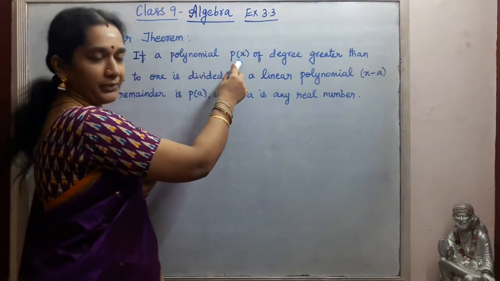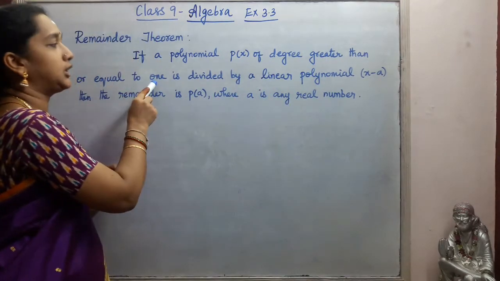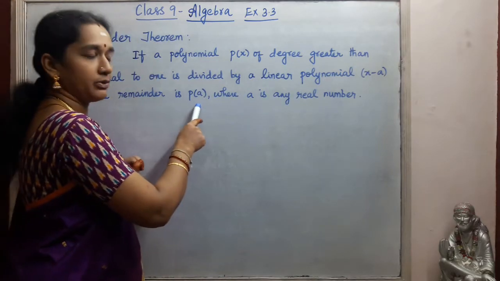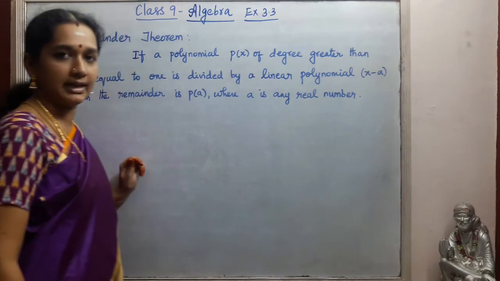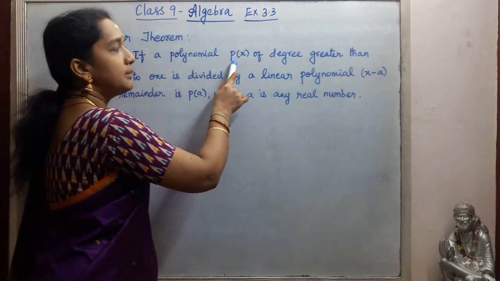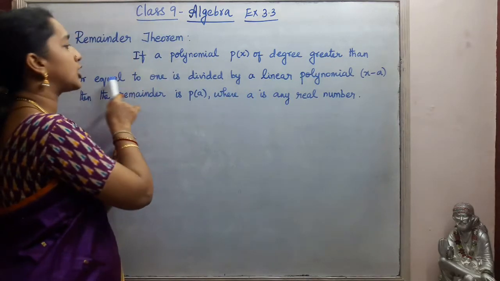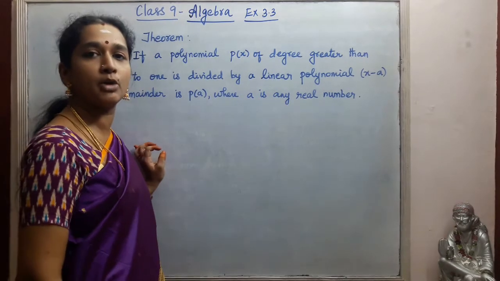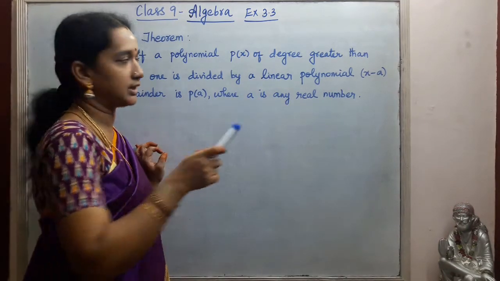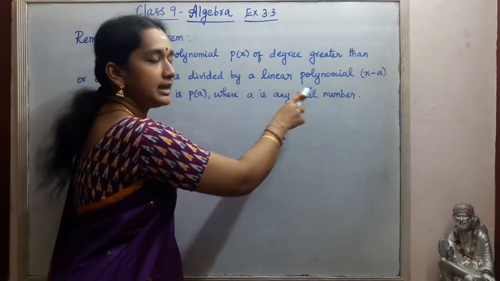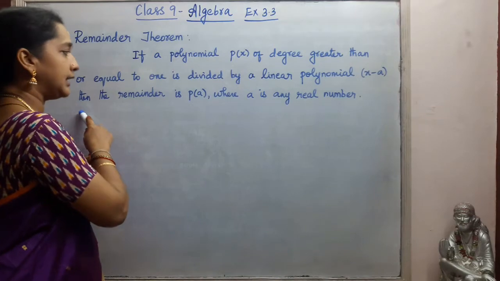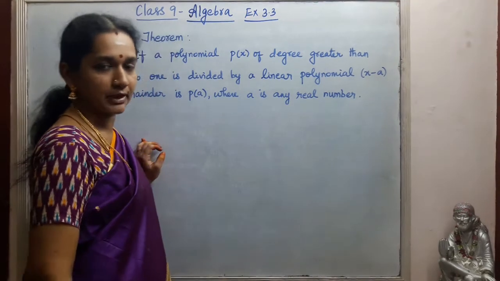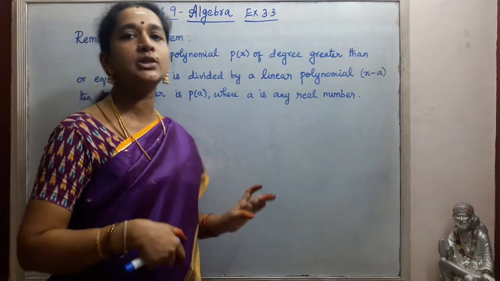If a polynomial p of x of degree greater than or equal to 1 is divided by a linear polynomial, then the remainder is p of a, where a is any real number. So this is the theorem. Linear polynomial means the degree of that polynomial is 1. If it is divided by a linear polynomial x minus a, then the remainder is p of a, where a is any real number. So this theorem only we are going to use in this exercise.